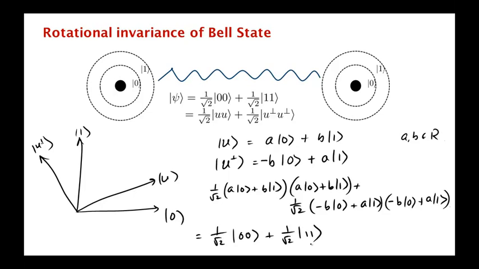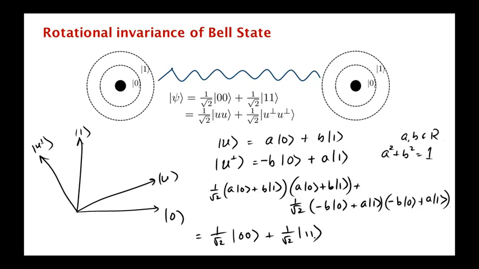Well, here's the other condition we have. Of course, u and u perp are unit vectors. They have a normalization condition, which is a squared plus b squared equal to 1. Okay, so let's just eyeball it, and let's see what's the amplitude of 0,0. Well, there are two ways of achieving 0,0. The amplitude here is a squared. The amplitude from here is b squared times 1 over square root 2. So it's 1 over square root 2 times a squared plus b squared. But a squared plus b squared is 1, so the total amplitude is 1 over square root 2.